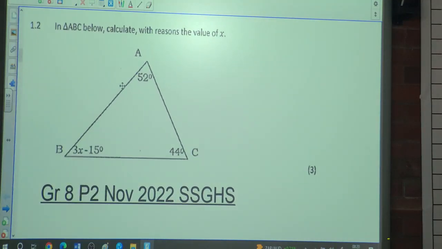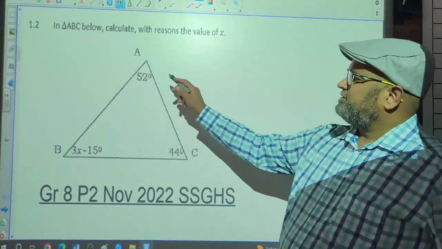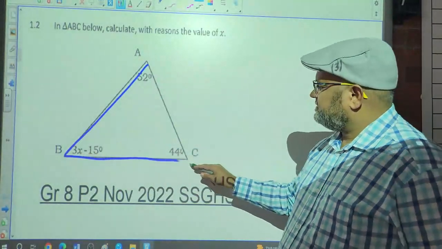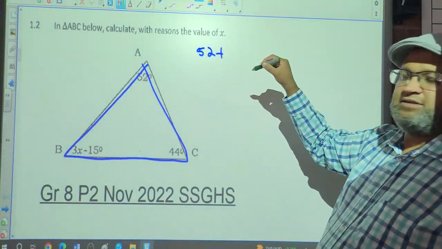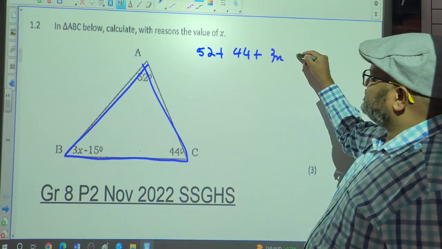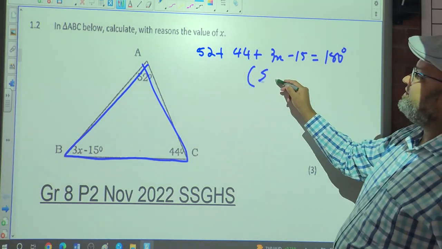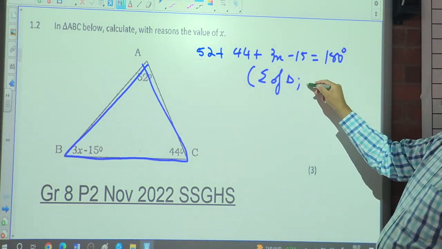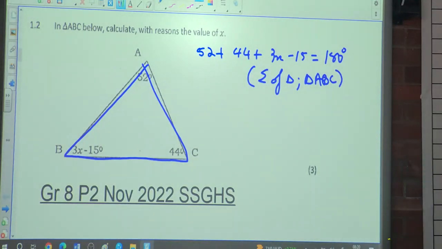In triangle ABC, calculate with reason the size of x. So you solve for x here. Sum of angles in a triangle. I'm going to say 52 degrees plus 44 degrees plus 3x minus 15 is equal to 180. Why? Sum of angles in a triangle, triangle ABC. You don't have to say the name of this triangle.